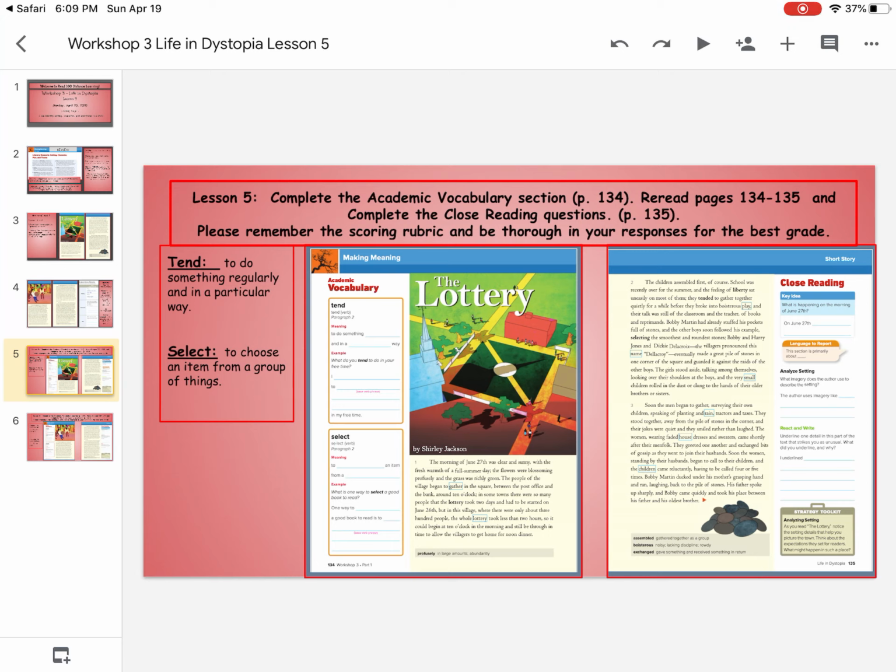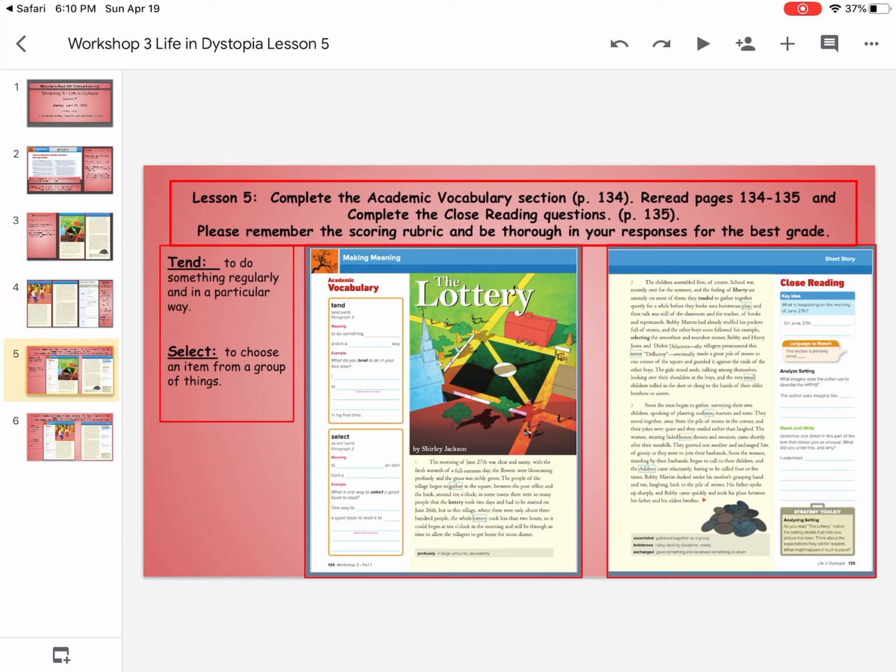Now, the last thing you're going to do on this page is I want you to complete the react and write. So you're going to go back into the text on page 135, and you're going to underline one detail in this part of the text that strikes you as unusual or strange. And then what did you underline and why? So again, you'll do your underlining, and then you're going to explain, I underlined, and then you're going to go on and explain here, why did you think this was unusual? What was kind of strange about what we read on this page?